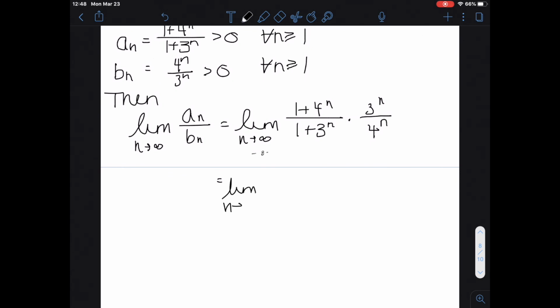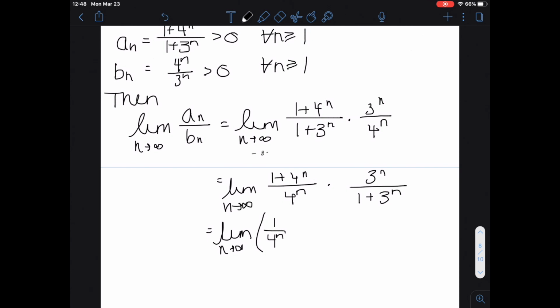So now we're going to go ahead and group the like pieces. We've got 1 plus 4 to the n divided by 4 to the n. And then in another fraction, I'm going to group the stuff involving 3 to the n. Okay. So this first fraction simplifies a lot nicer. 1 over 4 to the n is 1 over 4 to the n. 4 to the n over 4 to the n is 1.